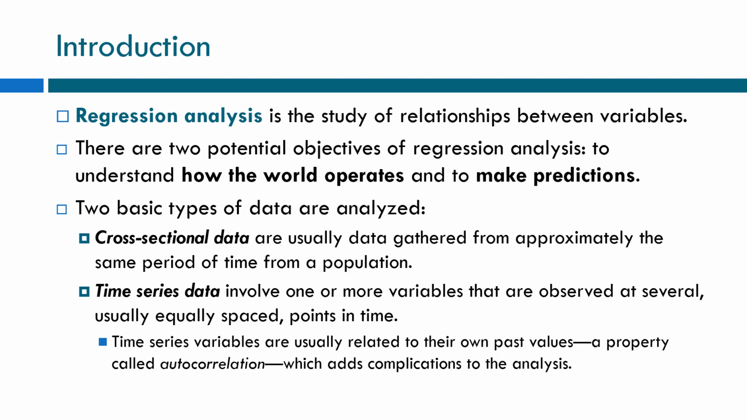Time series data involve one or more variables that are observed at several points in time. So for time series data, I could ask someone, how are you feeling today? And then ask them tomorrow, how are you feeling today? And then ask them at different times over the next 5 years, for example, how are you feeling? And this would give me a nice pattern of how they felt over time. One of the things you have to watch out for when using time series data is something called autocorrelation. This is where time series variables are related to their own past values.